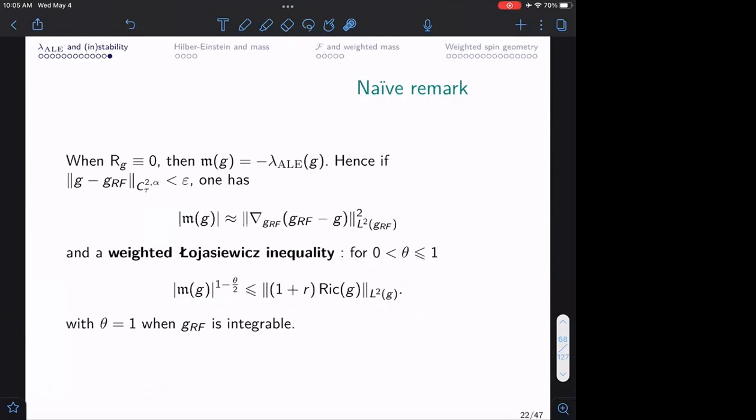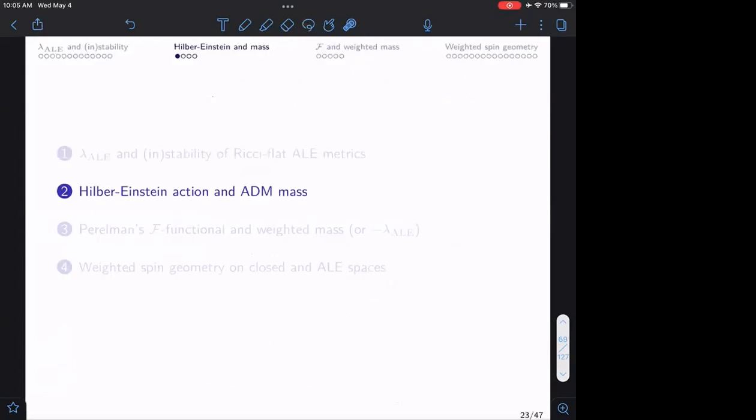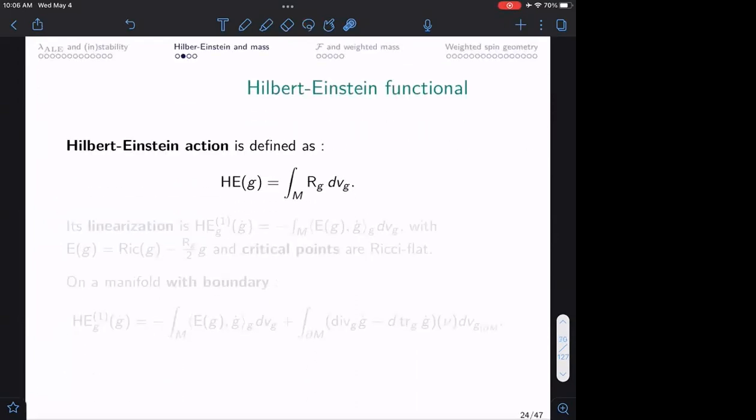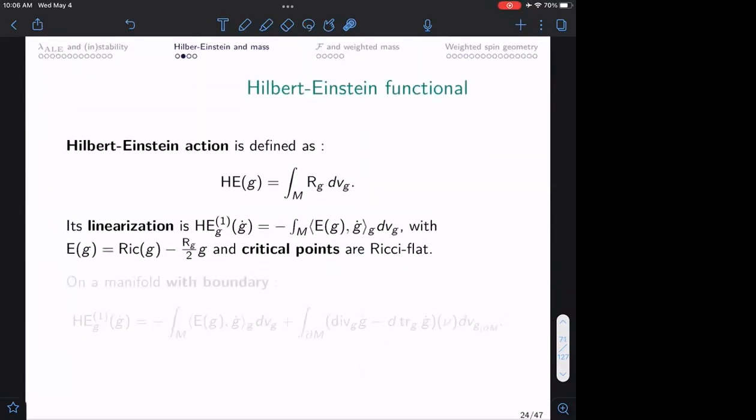But okay, so let me. So we have this lambda ALE functional. I want to link it to weighted manifolds and mass. So I want to take a first point of view, which is that of the link between the Hilbert-Einstein functional and ADM mass. So that's my convention for the Hilbert-Einstein functional, the integral of scalar curvature. I don't want to add any constant. I'm sorry, I won't have constants in front of my mass. But it's a nice functional, and this is the one that really leads to Einstein's equations, because its critical points satisfy this equal to zero, they are Ricci-flat.